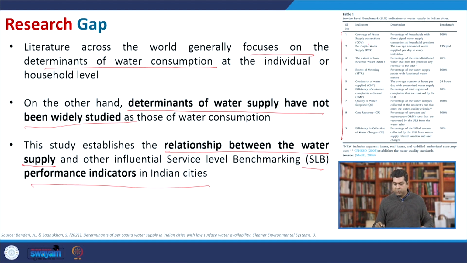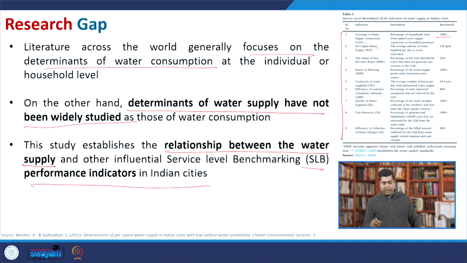Service level benchmarks. One is the coverage of water supply connection. This is the indicator, and the description of it is the percentage of households with direct pipe connection, where the benchmark is 100%. It is something that each and every household will have a connection. Many of the cities have achieved it, but in some cases it is not, still it is in progress.